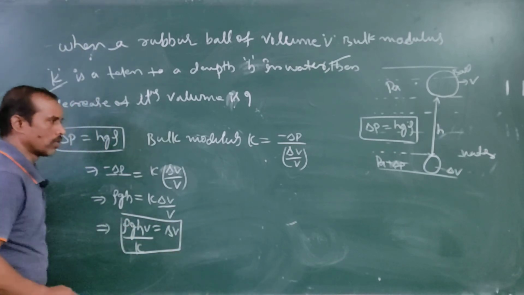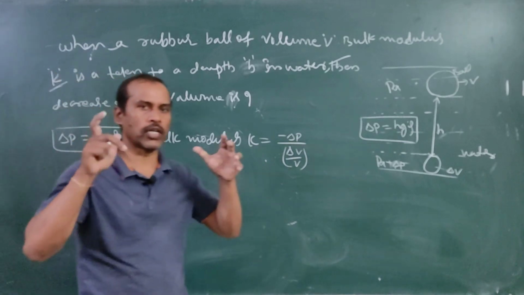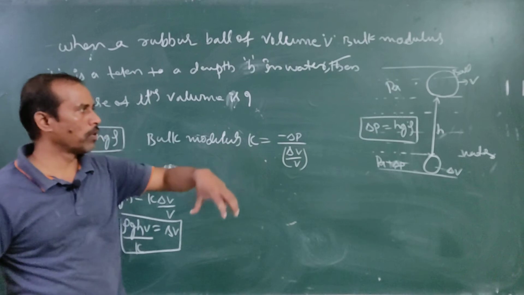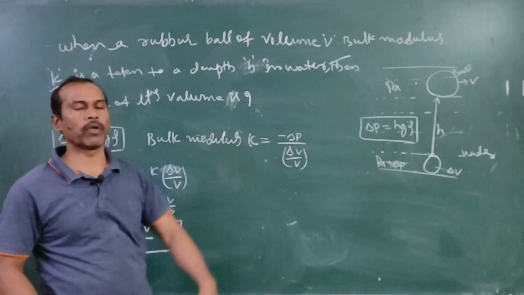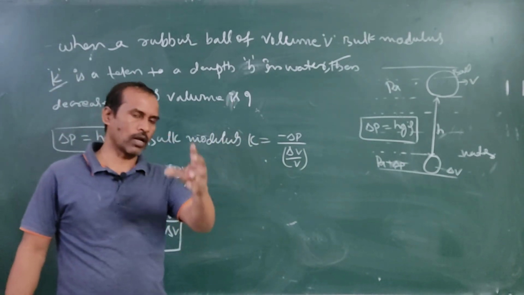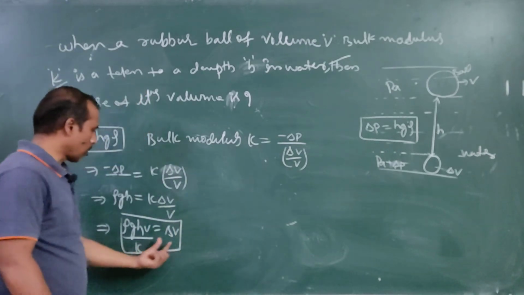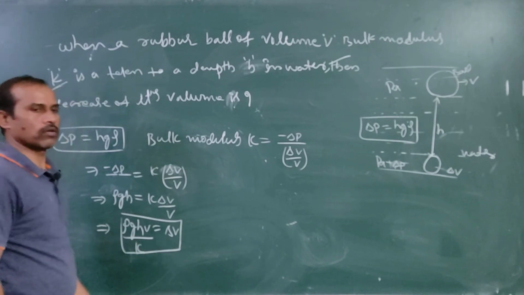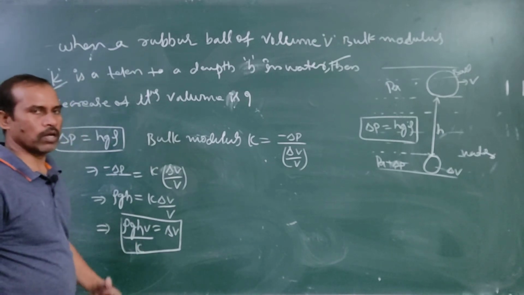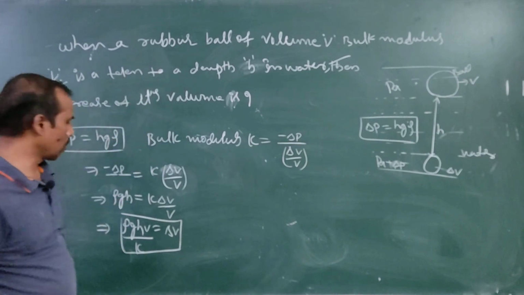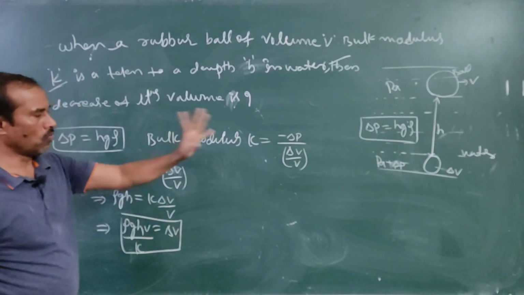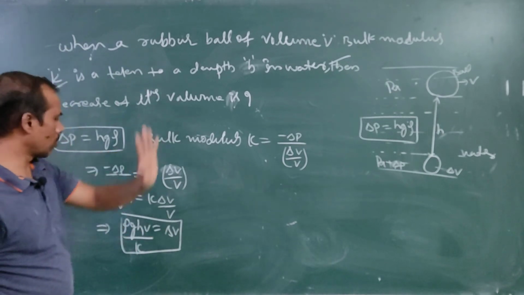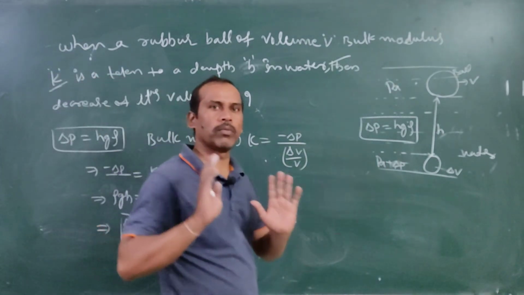We want to find the volume change of the ball inside the water at depth h. So our formula is delta V is equal to rho g h V by K. K is the bulk modulus of the water. Rho means density of the water, g acceleration due to gravity, h the depth of the water, and V the initial volume of the rubber ball.